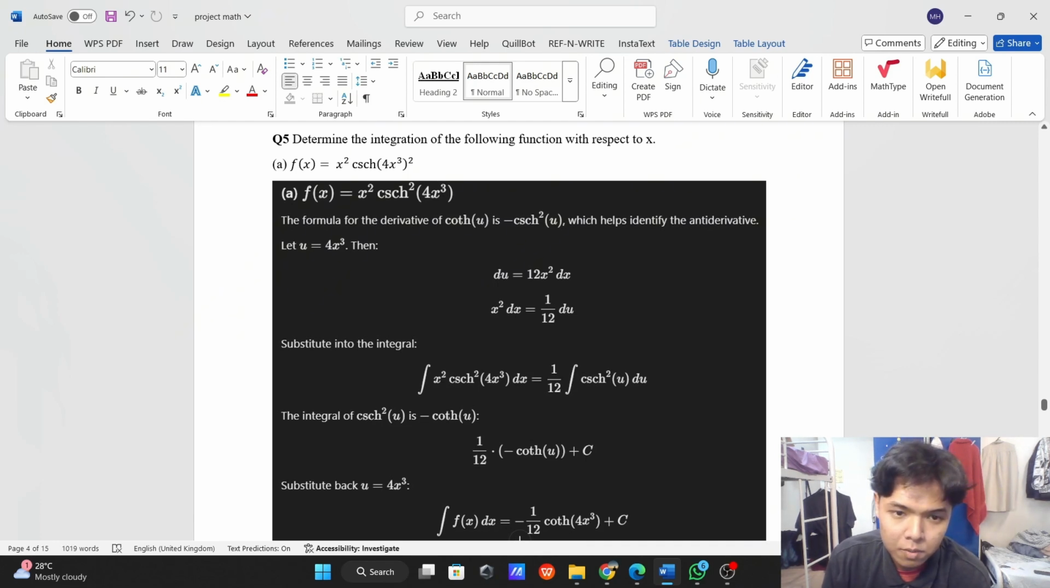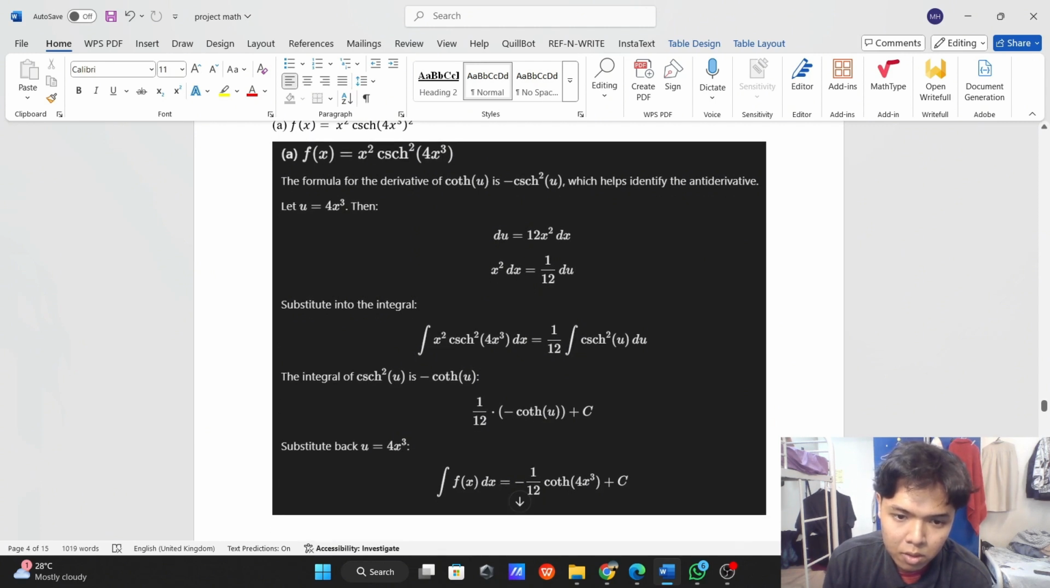Okay, first of all, let's look at the formula of the derivative. The derivative of coth u is negative cosech squared u. We shall identify the antiderivative. So first of all, let us use 4x cubed as u, and then we differentiate it. We got du is equal to 12x squared dx, and then x squared dx is equal to 1 over 12 du. And then substitute it into the integral.